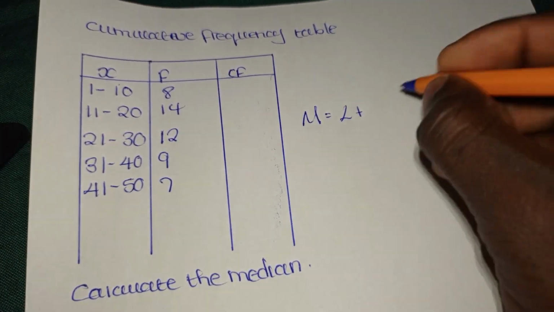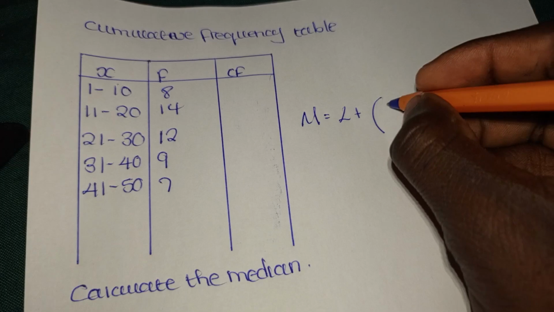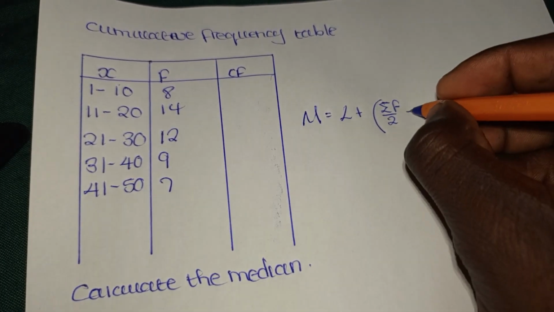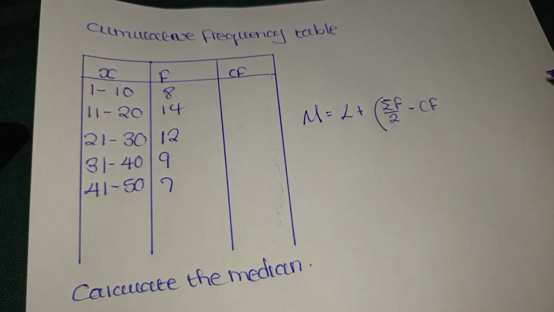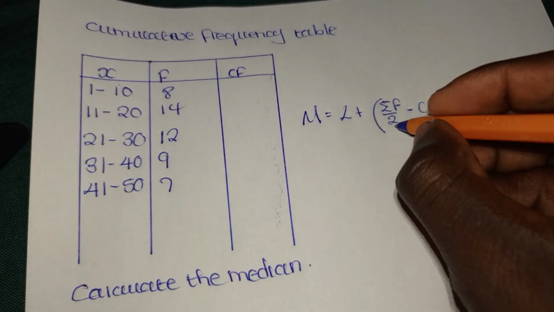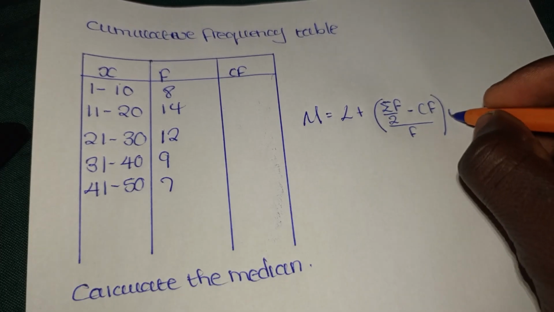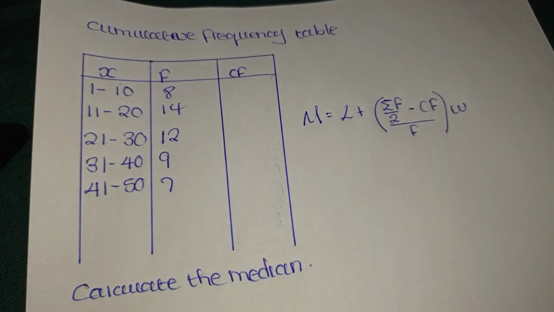by the lower boundary plus open bracket the summation of the frequency class divided by 2 minus the cumulative frequency before the median class, divided by the original frequency of the median class, multiplied by the width.